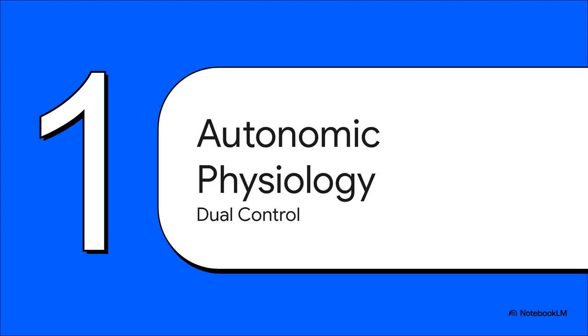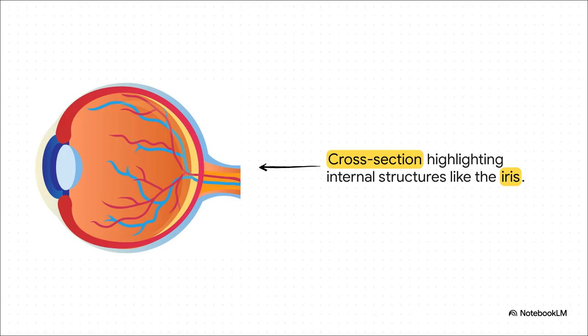Okay, part 1, autonomic physiology and dual control. So before we even touch the eye drops, why do we mess with ocular physiology in the first place? Well, clinically, we need to dilate the pupil to get a really good, comprehensive evaluation of the fundus. And we paralyze accommodation to accurately measure refractive errors, like myopia and hyperopia, especially in our pediatric patients.